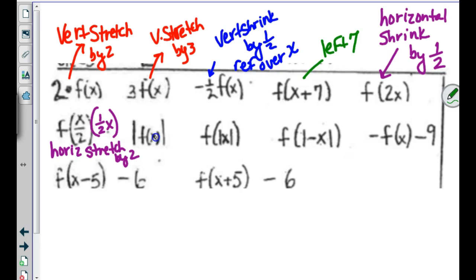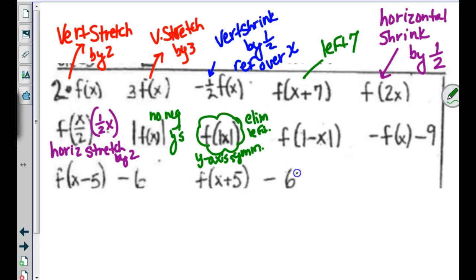What can it not have? Yes. No negative what? No, y values. Okay, it's going to flip everything above. This is going to, does anybody remember what an absolute value inside does? It's a really wonky one. Yes, it ends up with y-axis symmetry. And it cuts off all the, yes, okay? Eliminates the left side. Cuts off the left side.